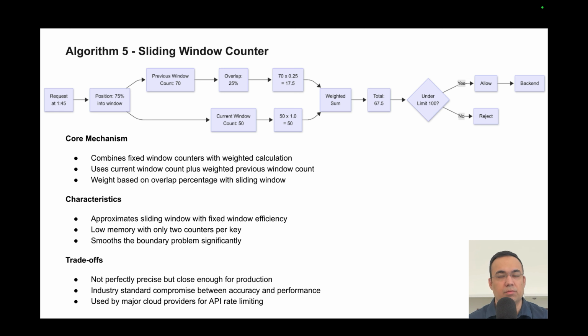Let me walk through an example. Say we have a 60-second window with a limit of 100 requests. The current time is 45 seconds into the current window, meaning we are 75% through.